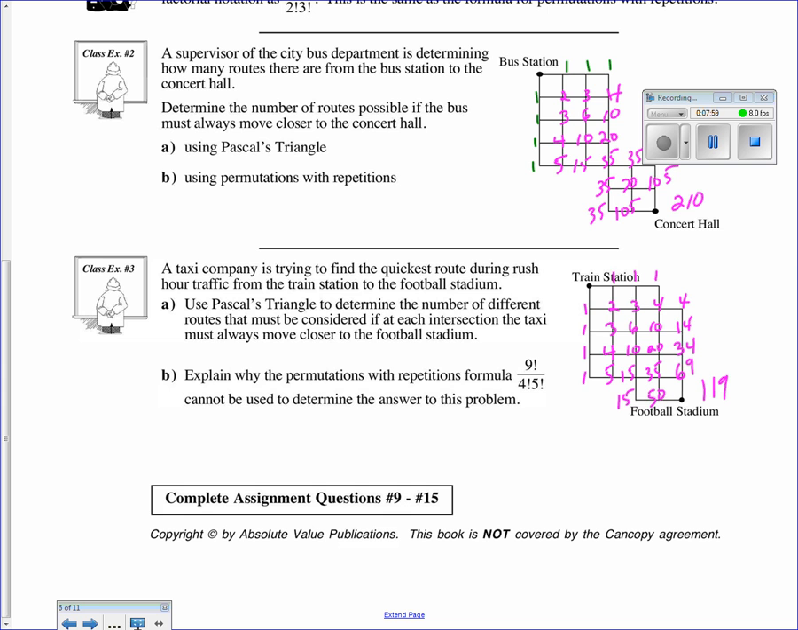Well, I hope you like that. There's one other application of Pascal's triangle, and we'll try that this week as well.